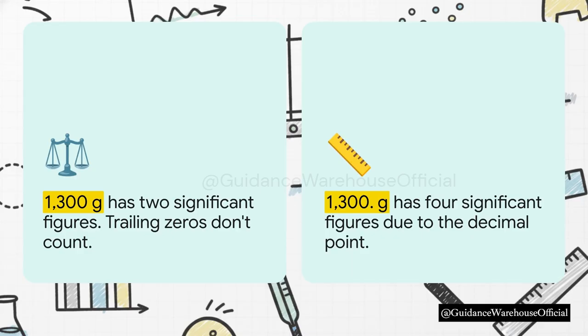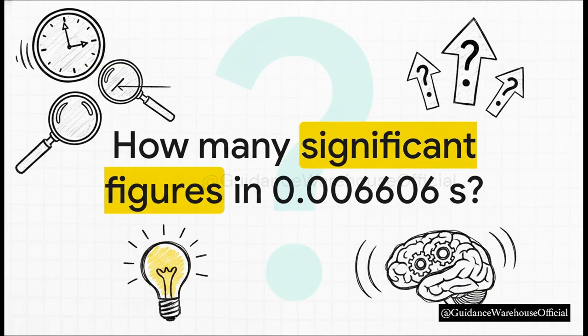But if you're buying 1,300 grams of pure solid gold, you want that decimal point. You want to know it was measured down to the absolute single gram. By writing 1,300 with an explicit decimal point at the very end, that single tiny dot completely changes the scientific meaning. Suddenly, those trailing zeros become significant, giving us 4 significant figures instead of 2. It's a game changer.